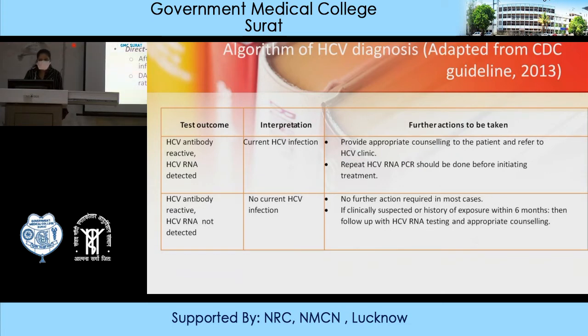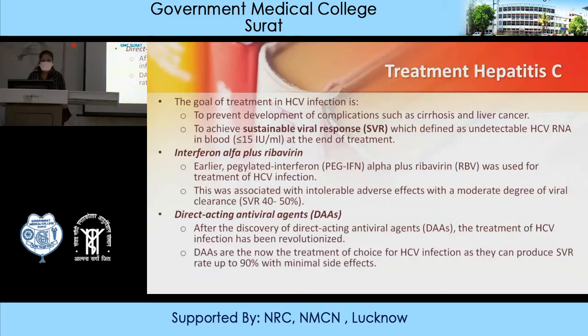What are the treatment modalities for hepatitis C infection? The goal of treatment in HCV infection is to prevent development of complications such as cirrhosis and liver cancer, and to achieve sustained viral response, which is defined as undetectable HCV RNA in blood, which is less than or equal to 15 international units per ml at the end of the treatment.